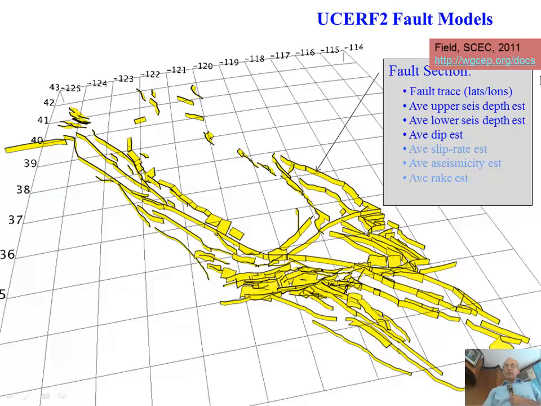And so this includes the locations, the dip, and so on. The sense of motion, the rate, the strike slip, dip slip. Okay.